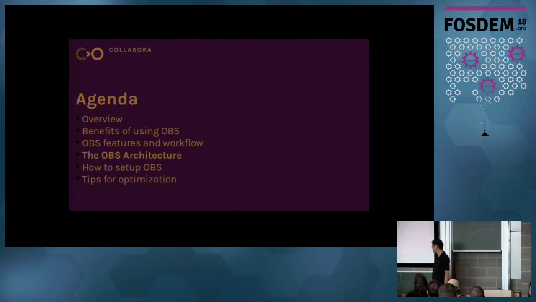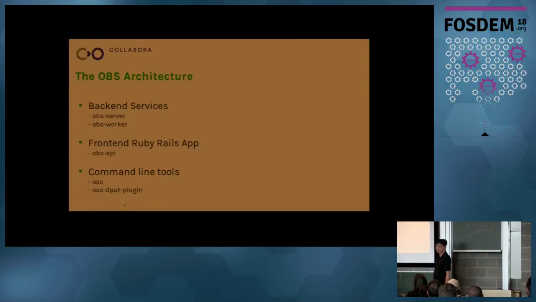Okay. After I introduced the features and workflow, let's look at the architecture. Basically, the architecture has a backend server, which is storage that holds your packages, and also the workers, which provide the power to build the packages, and then the web front end and the command line tools.